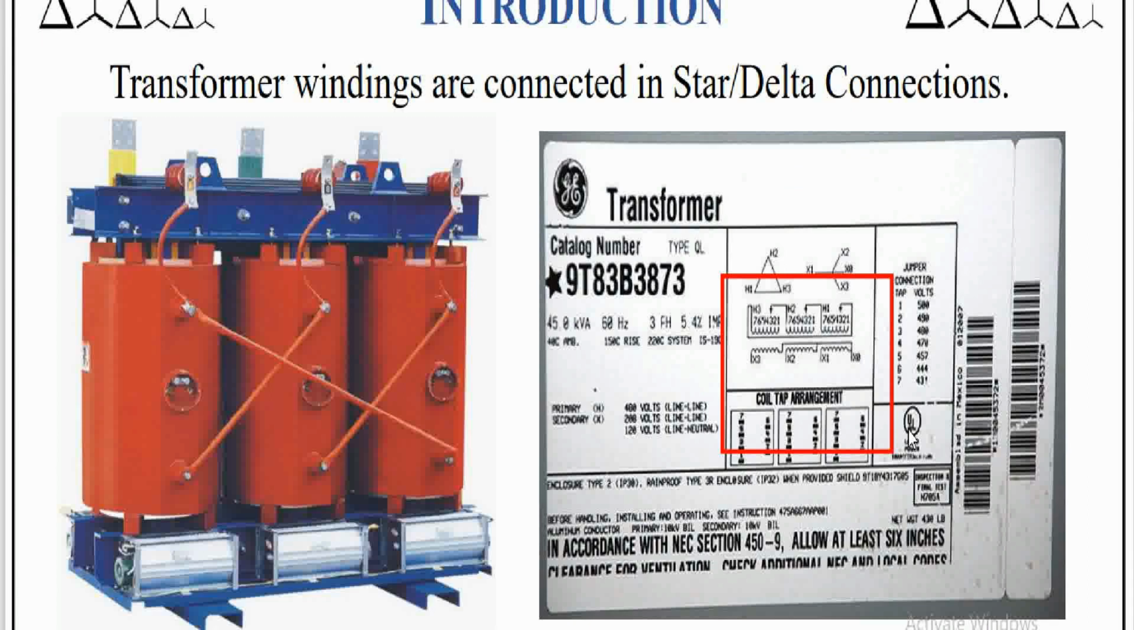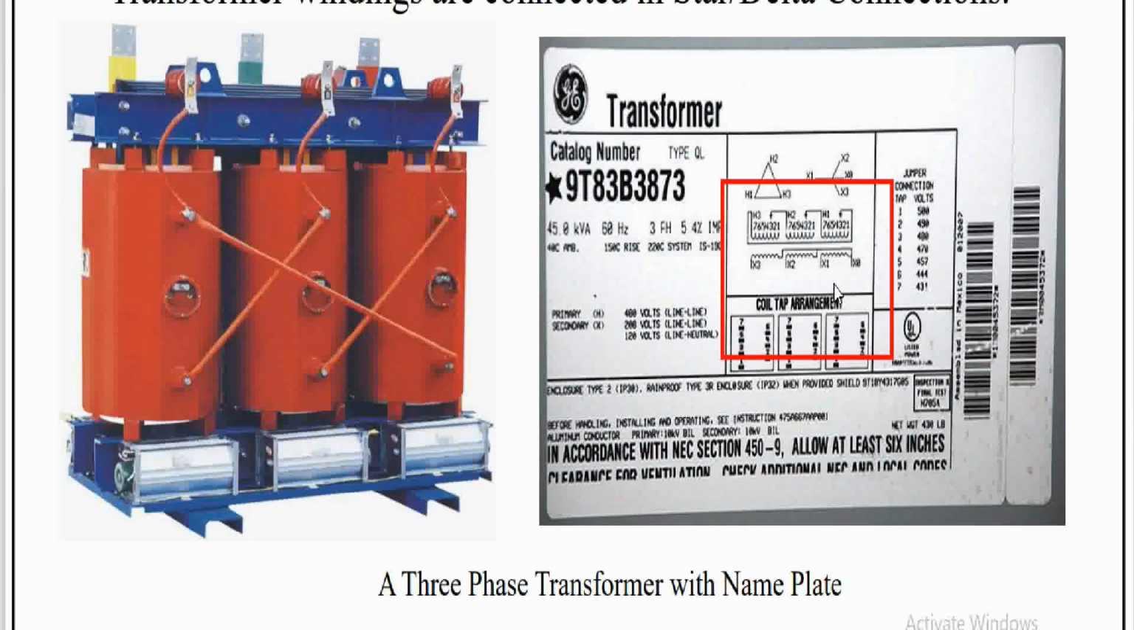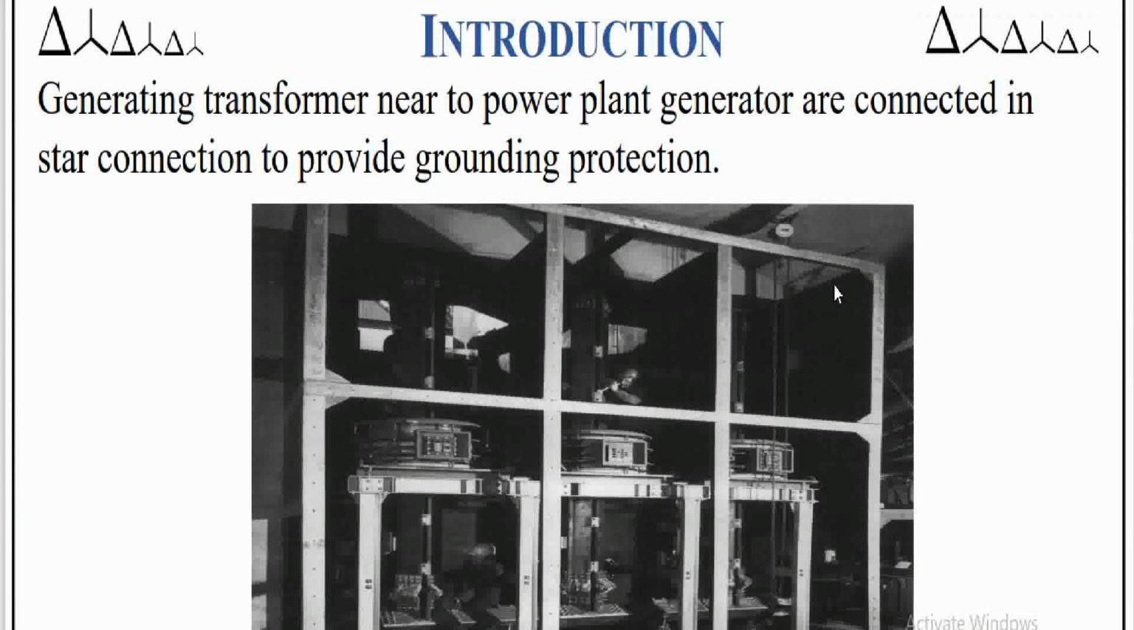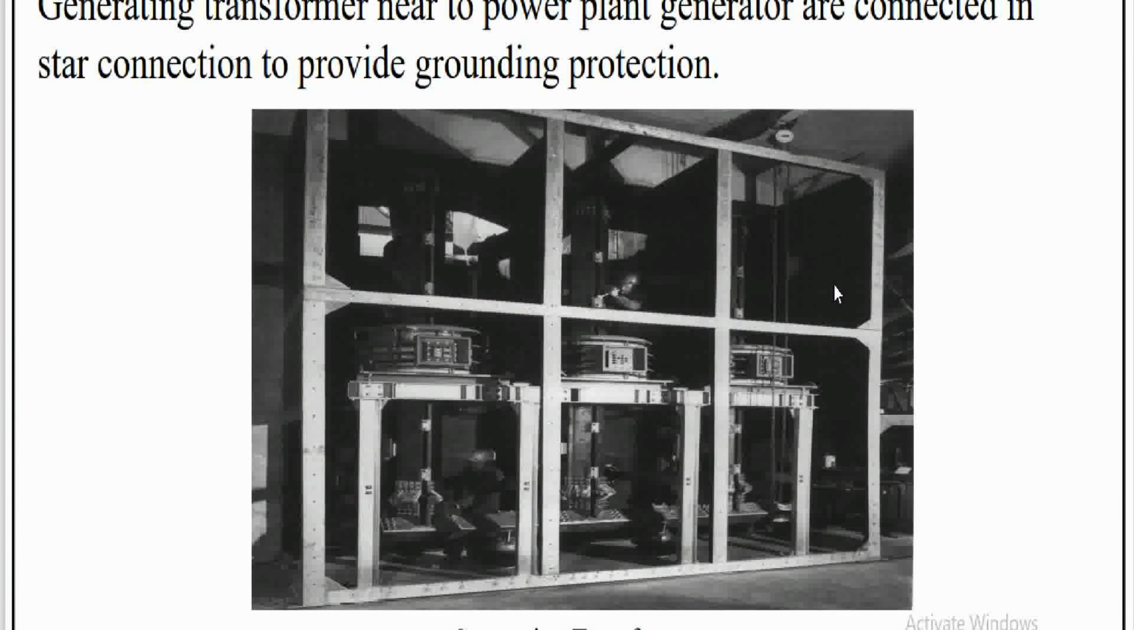The transformer windings are connected in star or delta connection. In this red square box some delta and star connections are given here. This is called delta connection and this is your star connection. Generating transformers near the power plant generators are connected in star connection to provide grounding protection.